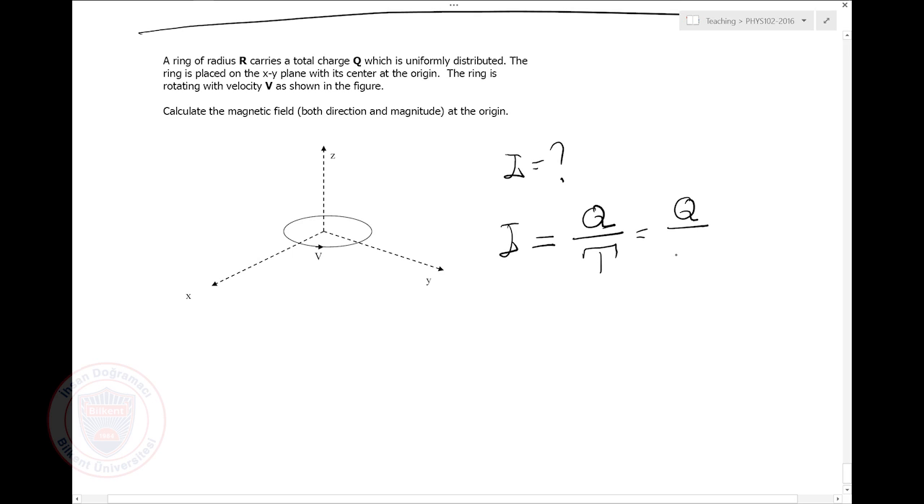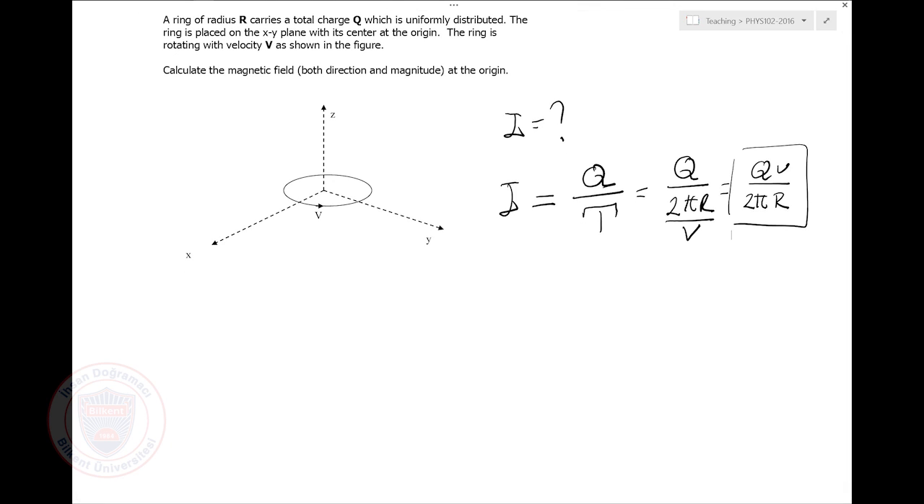So what would that be? The total length any point must travel is 2 pi r, and each point is moving with velocity v. So my current is qv over 2 pi r. Good.